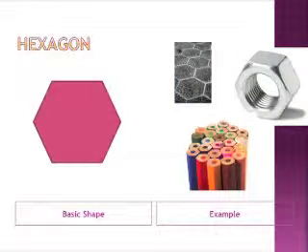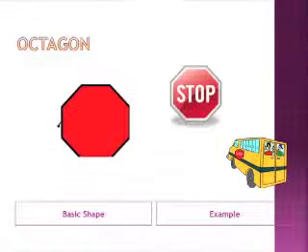Hexagon has 6 sides to it, and some examples of this could be patio bricks, beehives, colored pencils, or nuts. An octagon has 8 sides, and the most common example of this is a stop sign, whether it is a road sign or one on a bus.